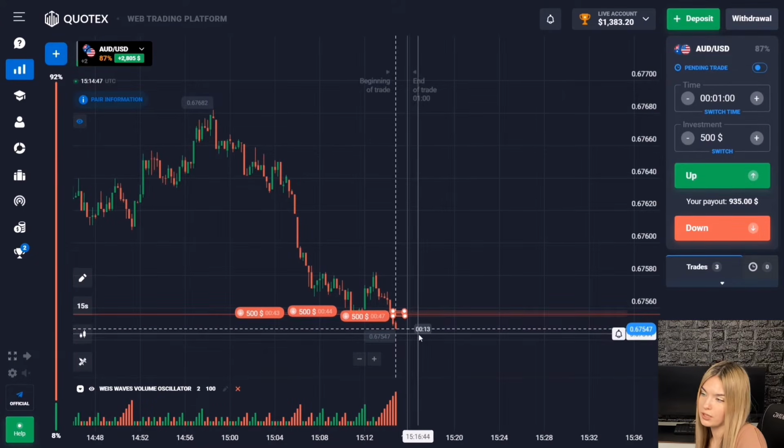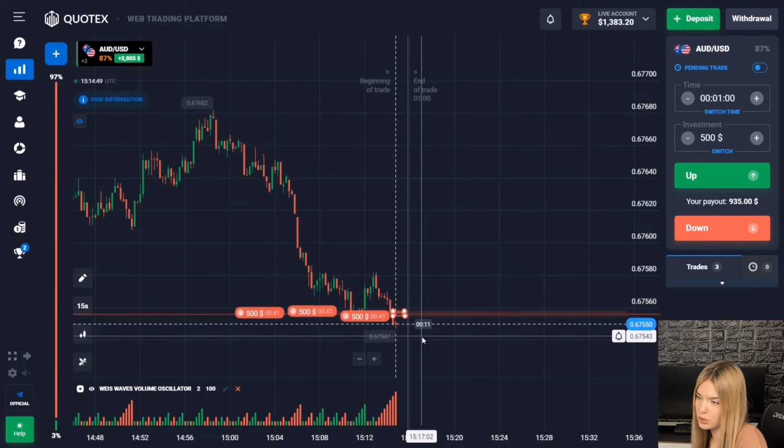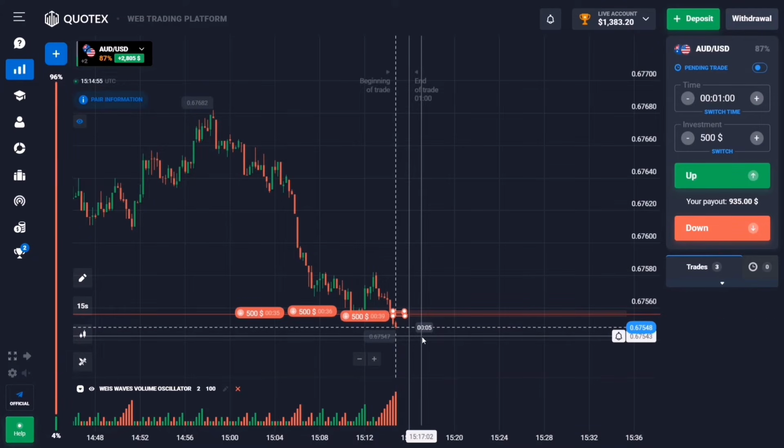I think that we will have time to work on breaking through the support level. I hope that 1 minute will be quite enough here. So guys, let's wait for the result.